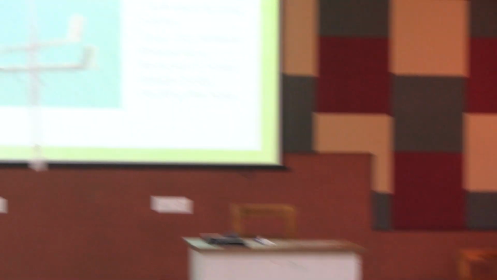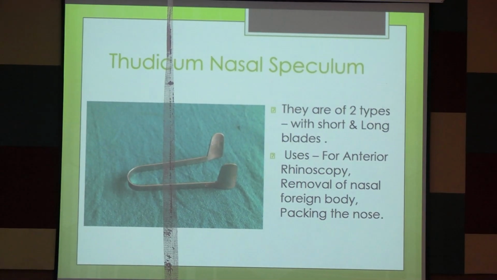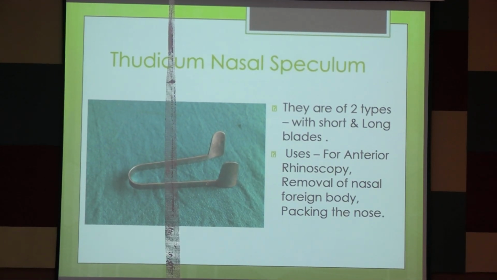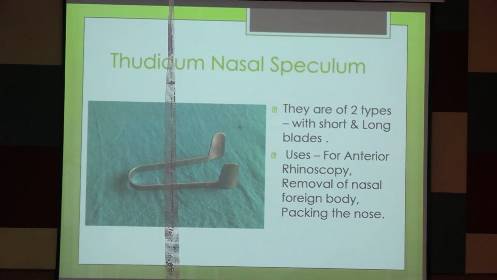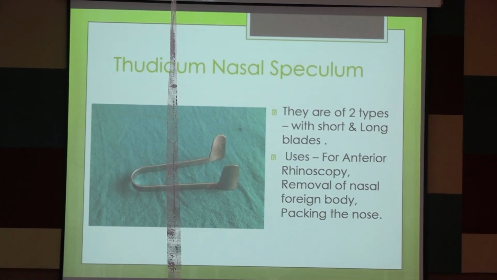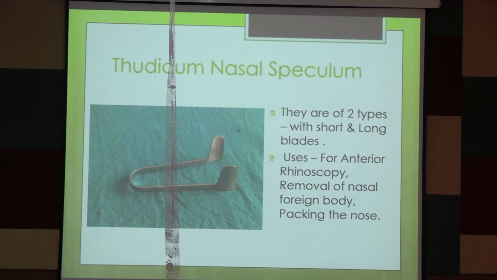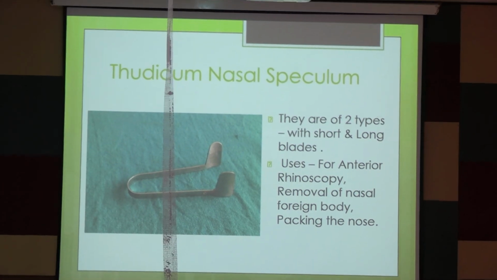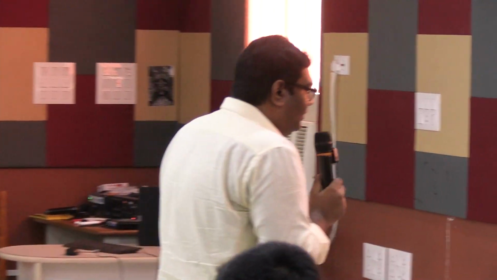Thudicum nasal speculum, what is the use? It's a nasal speculum. Nasal speculums are used to see the anterior nasal cavity. We call it anterior rhinoscopy, right? We use it for diagnostic purposes, therapeutic purposes as well. So every instrument has some diagnostic use, to diagnose something, and a therapeutic use, just to remember it better, okay?